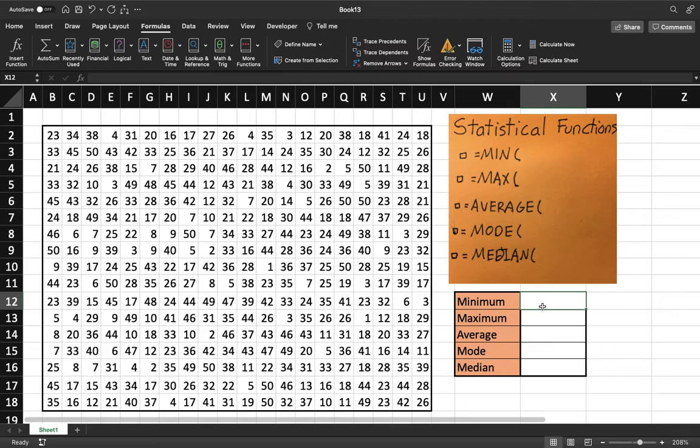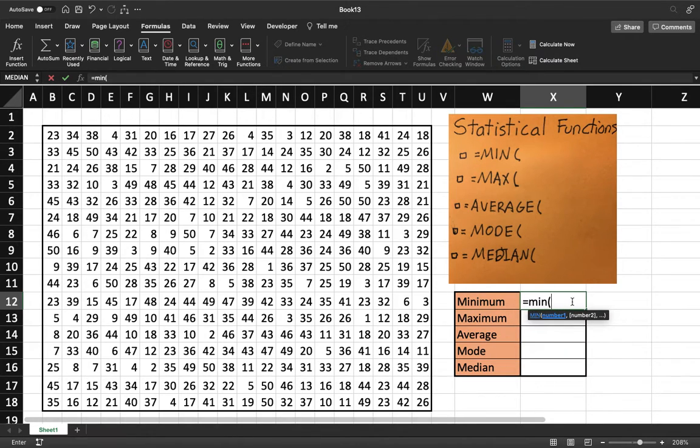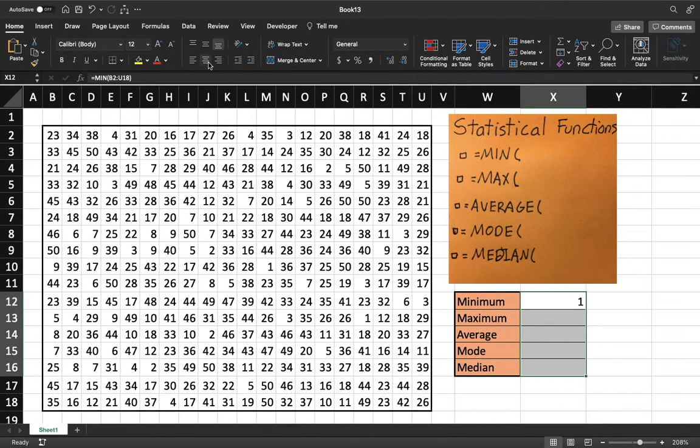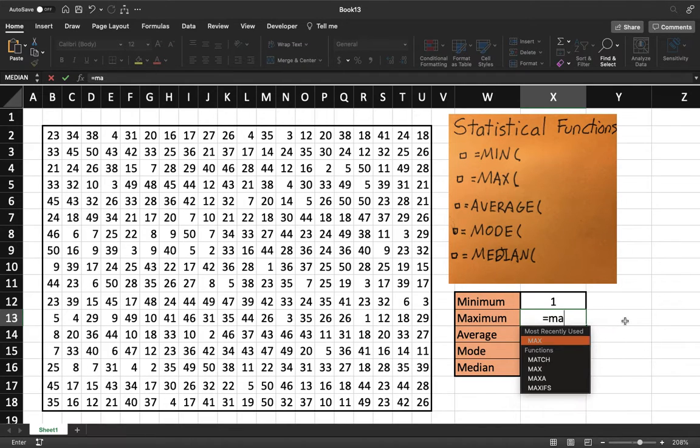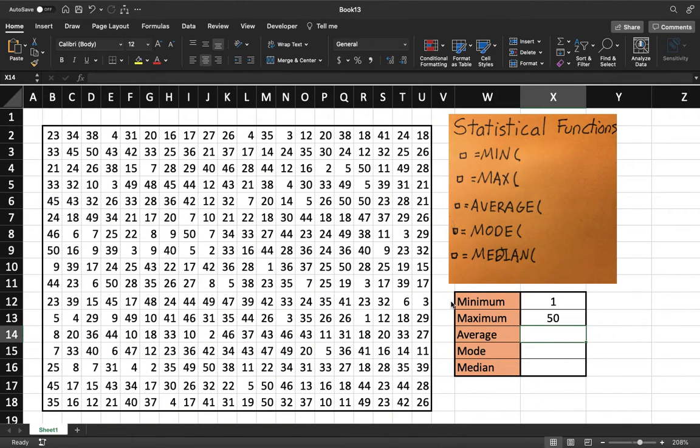So the first one is minimum. This is used to pull, and it's just equals min parentheses. And this is used to pull the smallest number out of a data series. And so we'll just highlight this entire array, hit enter, and yep. So our minimum number there is 1. And for the maximum, we'll be using the max function, equals max. And again, just highlight your entire data series and hit enter, and our maximum is 50. And so that was expected.